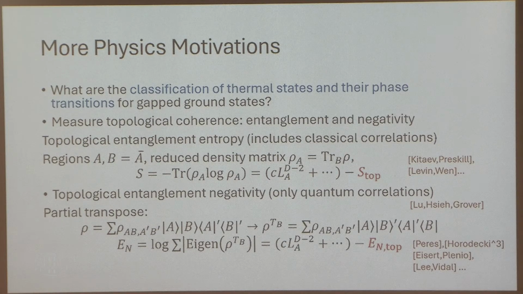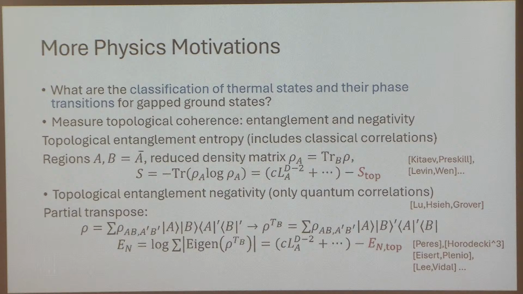The topological entanglement entropy can be computed from the reduced density matrix. You start with a density matrix, and then you trace out the Hilbert space of some complement region, and then you get a reduced density matrix, and then you compute the von Neumann entropy. Then, as long as the region you focus on has trivial topology, you get a constant part, which is the topological entanglement entropy. And it has been proposed to describe topological correlations, both classically and quantum mechanically.